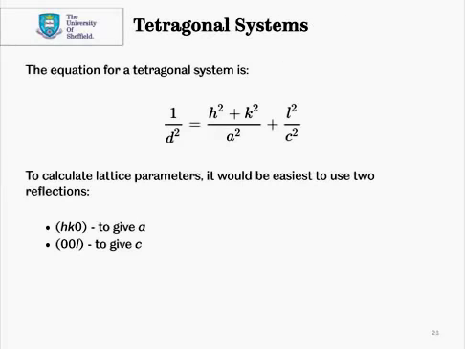The equation for a tetragonal system is a little bit more complicated: 1 over d squared equals h squared plus k squared over a squared plus l squared over c squared. So we have a separation here of the h, k, and then the l Miller indices. If we want to work out the lattice parameters from this, we're going to need an hk0 type reflection to give a, and a 00l reflection to give c. So for example, you might look for a 001 to find out what c is, and then a 110 to find your a lattice parameter.